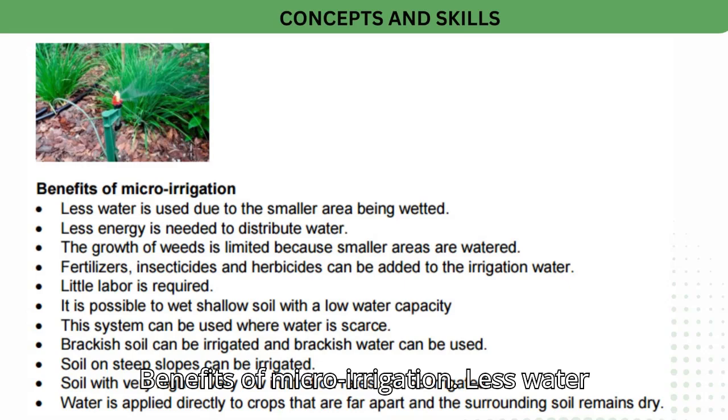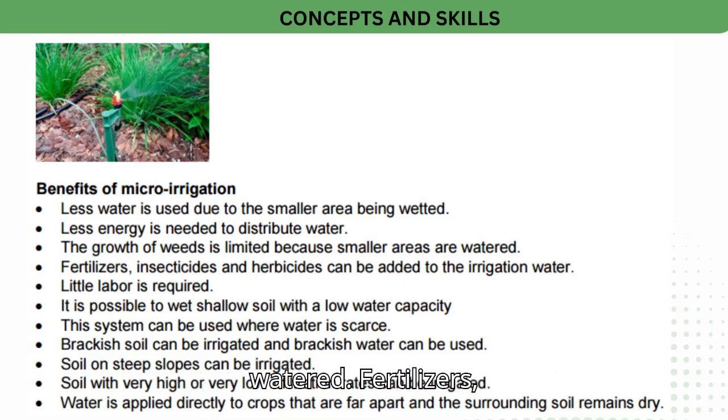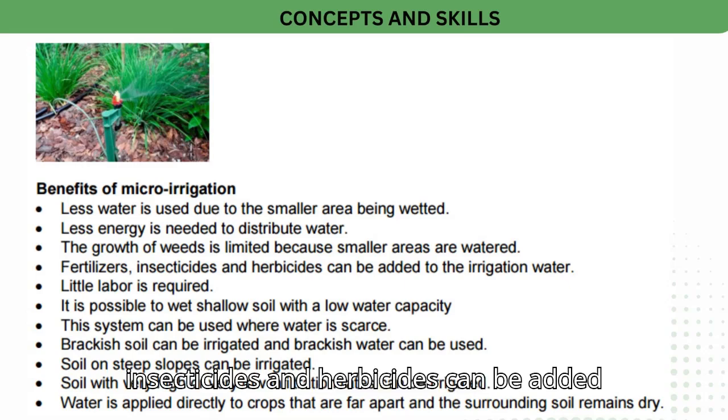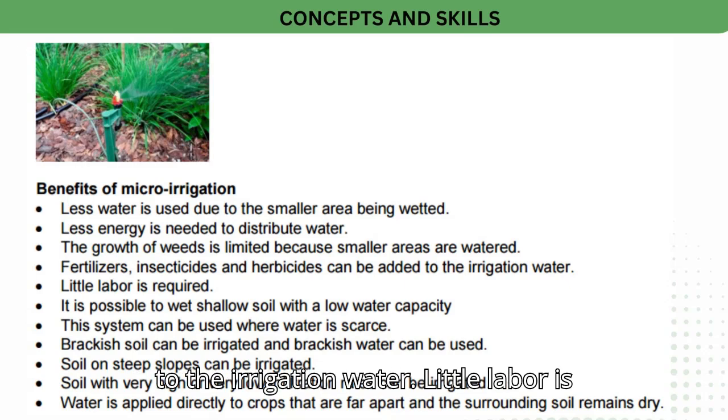Benefits of micro irrigation. Less water is used due to the smaller area being wetted. Less energy is needed to distribute water. The growth of weeds is limited because smaller areas are watered. Fertilizers, insecticides and herbicides can be added to the irrigation water. Little labor is required. It is possible to wet shallow soil with a low water capacity.